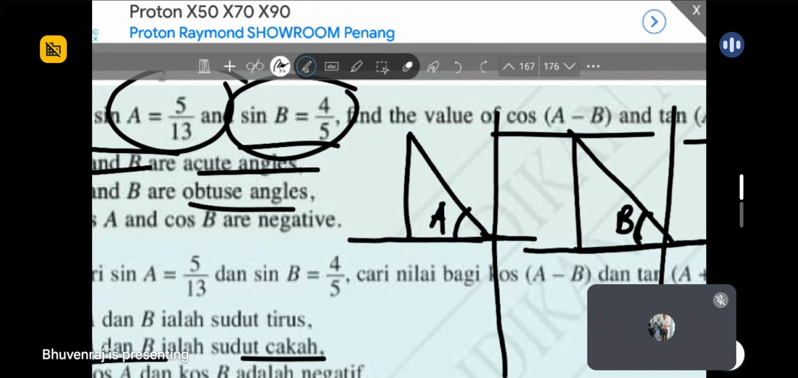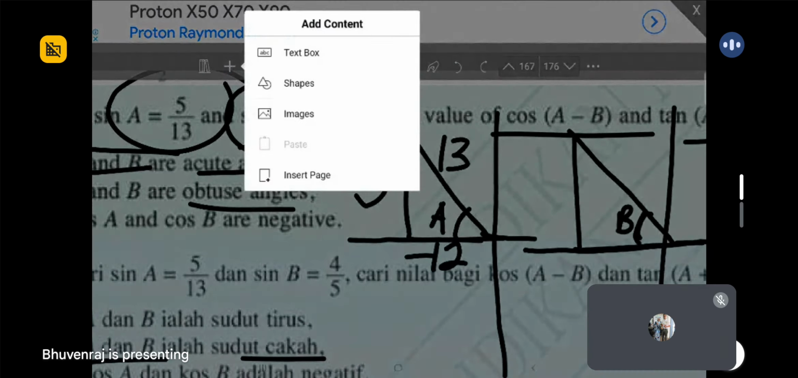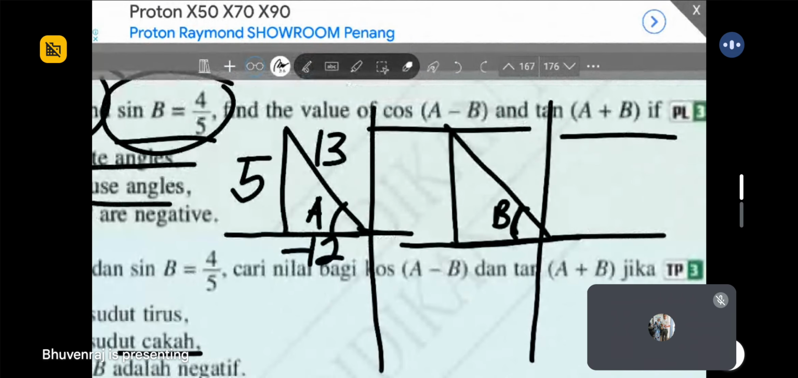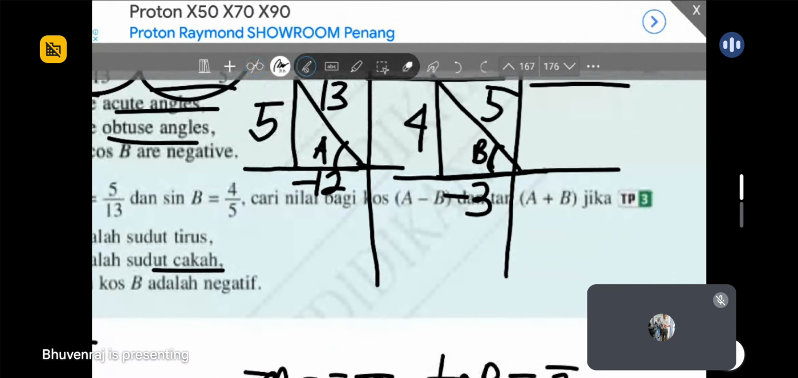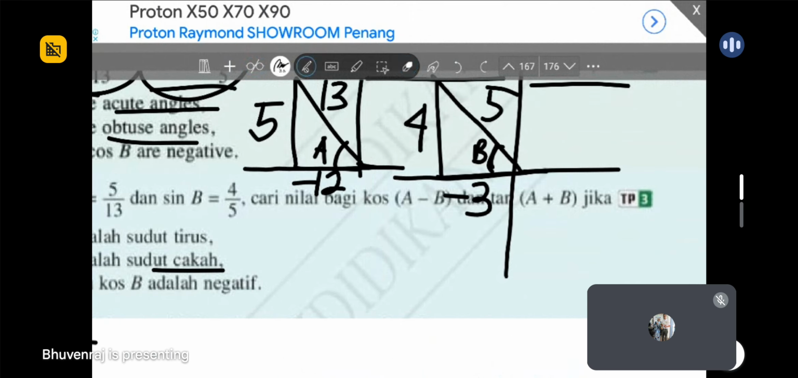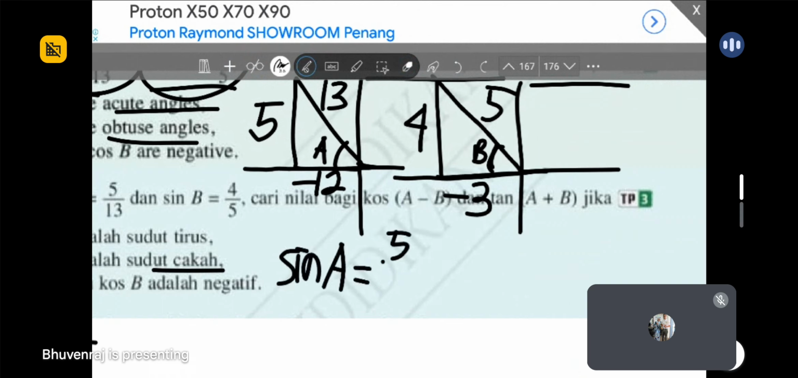Okay, so you just start again. Opposite over hypotenuse, so 5, 13, negative 12. You just add the negative. Then same concept there: 4, 5, negative 3. Concept sama. Again, list down the values. The values will be different because of the negative symbol, but no problem. You guys just follow. Make sure you consider the negative sign, guys. Kena lihat symbol negative. So sin A, same, 5 over 13.